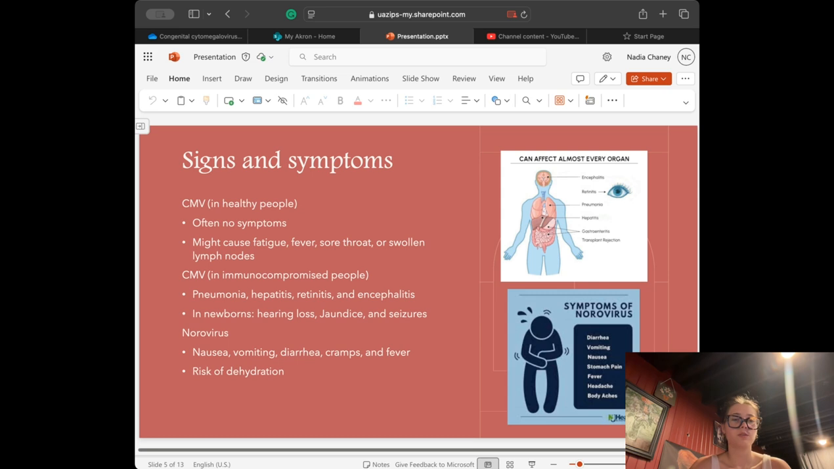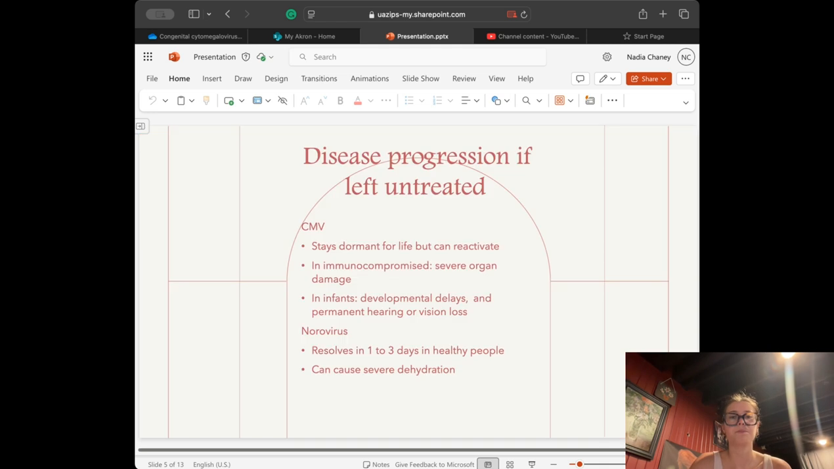For norovirus, the symptoms are usually nausea, vomiting, diarrhea, stomach cramps, and fever. And then there's a risk of dehydration, especially in immunocompromised people.